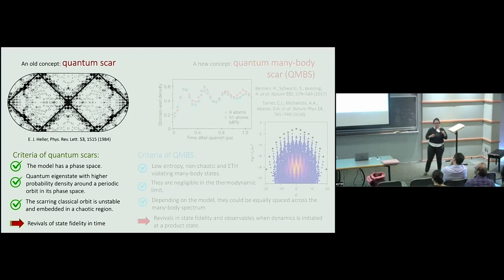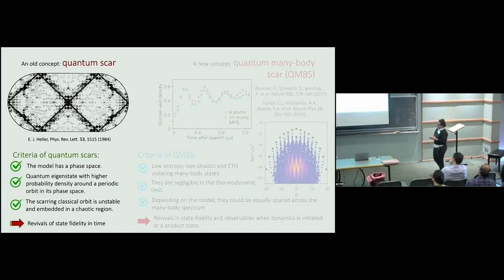So by definition, these quantum scars need a phase space, okay? And the scarring orbit has to be unstable. And here the stability is really defined in the context of the Lyapunov exponent of the trajectory. So if the Lyapunov exponent is a finite and positive value, then it's an unstable periodic orbit. And it has to be living in a chaotic phase space. So that is a very well-defined definition, basically.